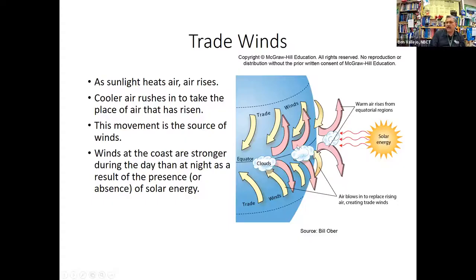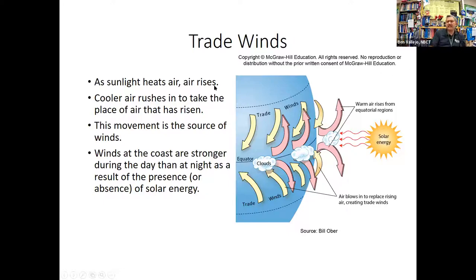And then it forms what we call a cell. It goes up at the equator and then across, and then goes down over here at the Tropic of Cancer or the Tropic of Capricorn. Then it gets pushed back over towards the equator, and it starts to heat up. As it heats up, it sucks up any remaining moisture. So that's another reason you get desert areas around 30 degrees. So those are the trade winds.